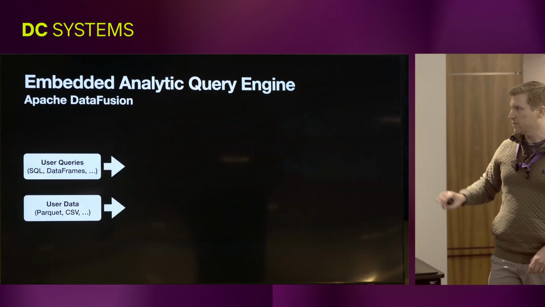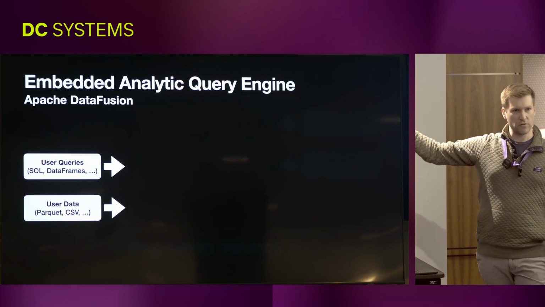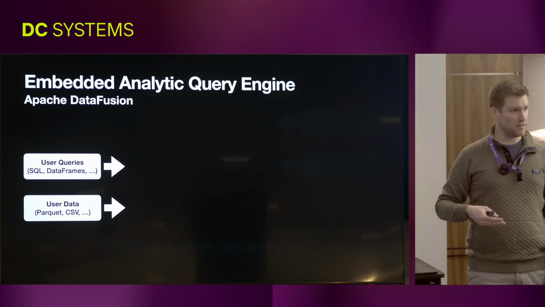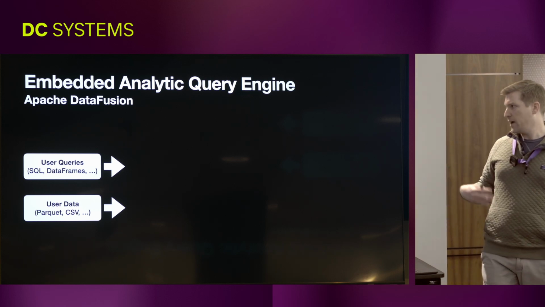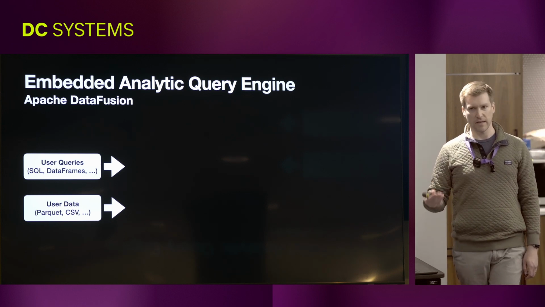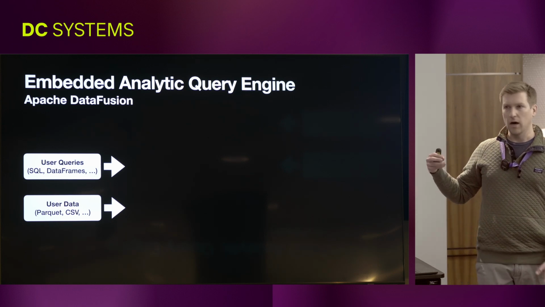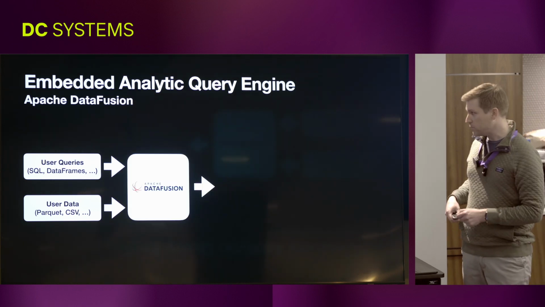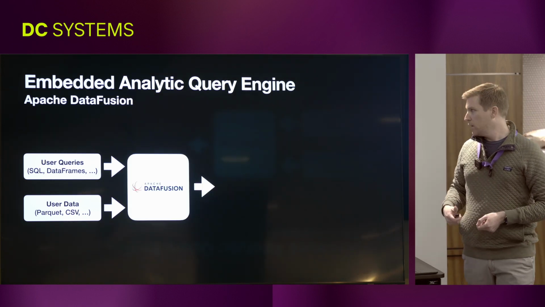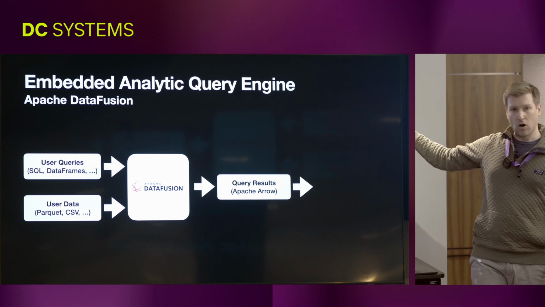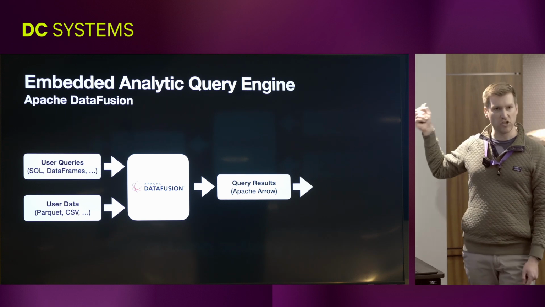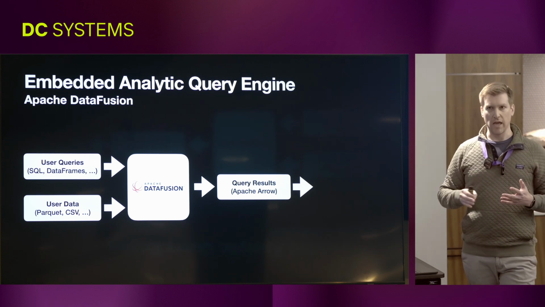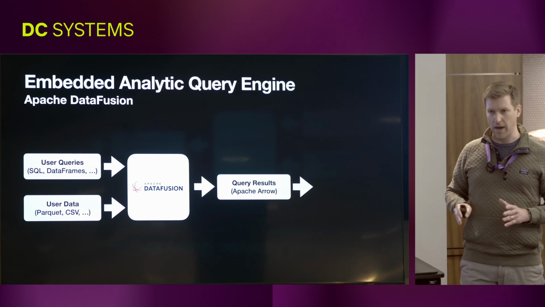So in figure form, let's say I've got all these queries. I can represent those as SQL. I can represent them with a data frame interface, if that's more familiar to people. And I have data at rest, things like Parquet, CSV. It can be Iceberg, just data that I want to be able to give some information about. I can feed that into DataFusion. And then the output that I get are my query results in the form of Apache Arrow. Apache Arrow is just a standardized in-memory format for columnar data.